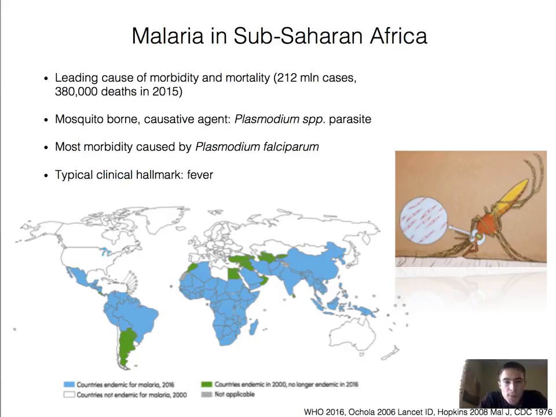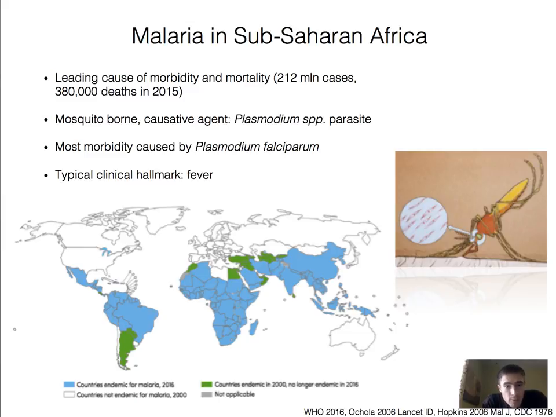Although great progress has been made toward reducing the burden of malaria in the last 1.5 decades, this disease remains a leading cause of morbidity and mortality worldwide, but especially in Sub-Saharan Africa, which was home to about 90% of all malaria cases in 2015.